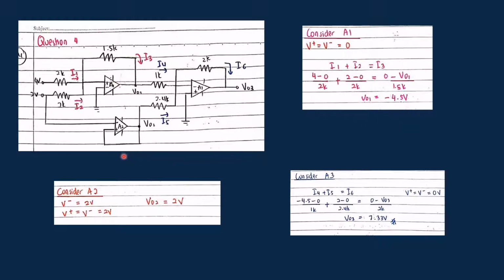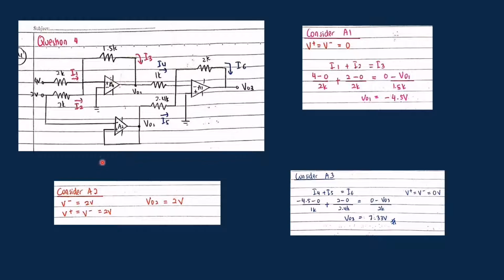And then I consider A2, which is the buffer, the voltage follower. There's no resistor, no current supplies here, so it makes the V output equal to V in. That is why the V supply is 2 volt and makes the V output also 2 volt.